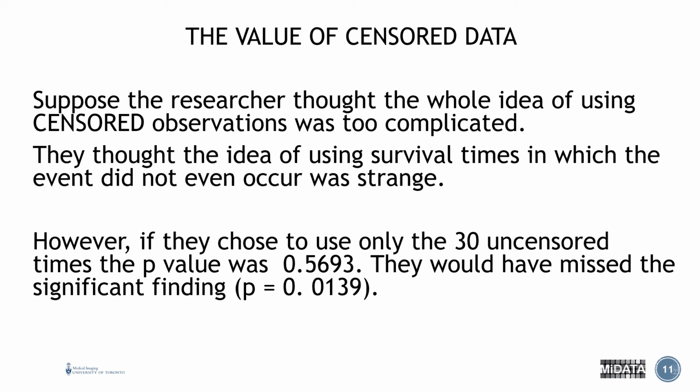Or do I exclude them because I'm not comfortable with the idea that survival times in which the event did not occur is just weird? And if you had chosen, which would probably be the right choice, to exclude those 8 subjects, you would have found a p-value that was not significant. However, if you perform this survival analysis, so this parametric survival analysis, in which you account for censored observations, then you end up with a significant finding. And there's the value of performing survival analysis when you have censored observations.